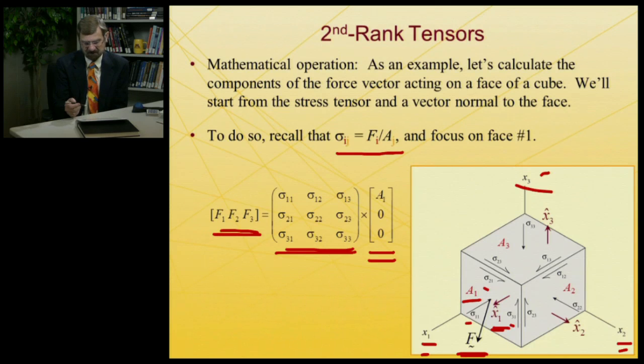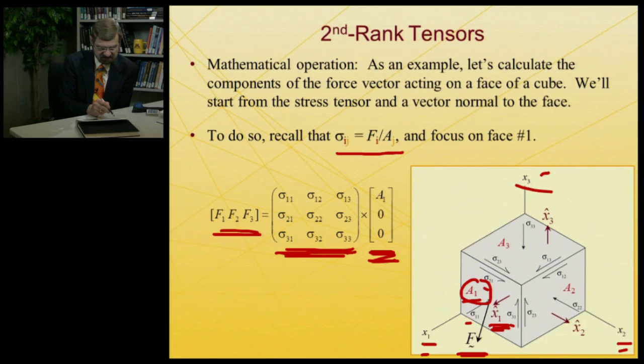Okay, so the area vector for this particular face only has one component. Its normal points out in the one direction. It has an area equal in magnitude to A1, and has a unit vector in the one direction. And so I can write this product as this area vector times the stress tensor, and I want to calculate the force components.